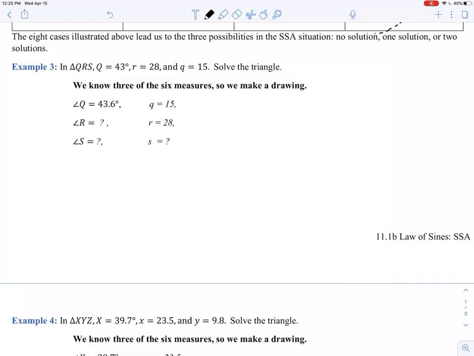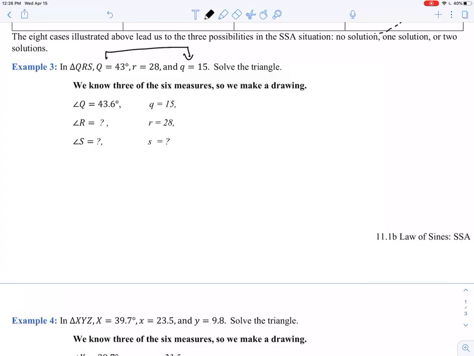Okay, in example 3, we have triangle QRS, where angle Q is 43, side R is 28, and side Q is 15. All right, and so we have a pair of opposites. We have side Q and angle Q, and we have R.